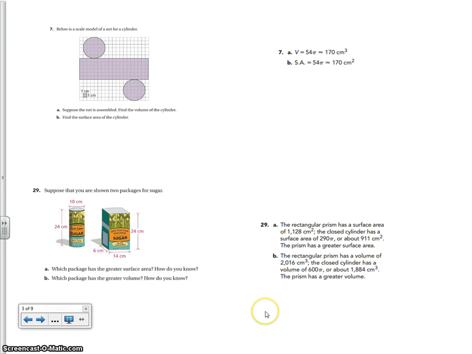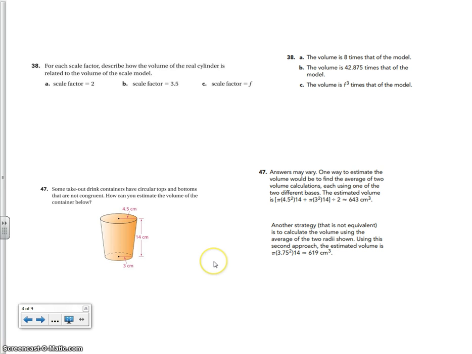Number 29, the packages. What package has the greater surface area? The rectangular one, which was 1,128, and the cylinder was 911 centimeters squared. So the prism was greater. Which package had a greater volume? That would be the rectangular prism as well. It had a volume of 2,016 centimeters cubed, and the cylinder was only 1,884 approximate centimeters cubed.